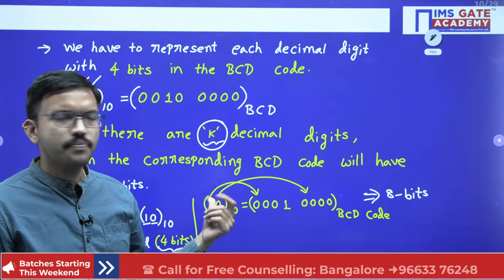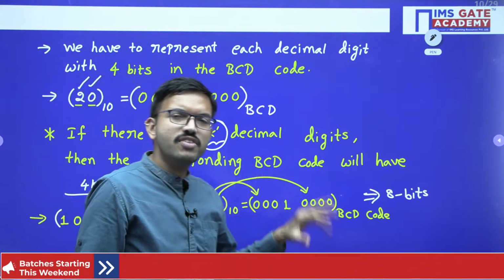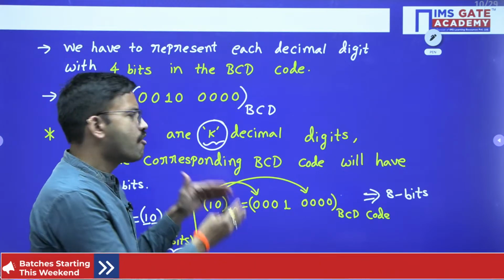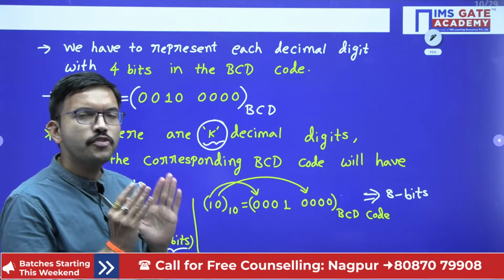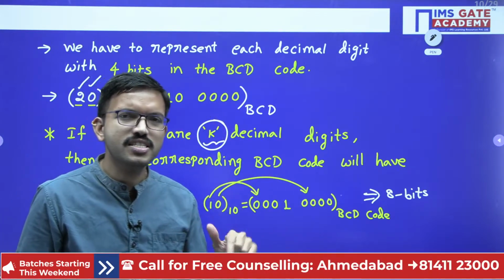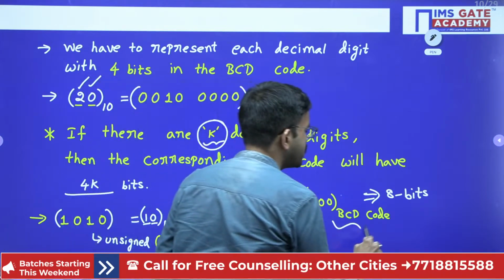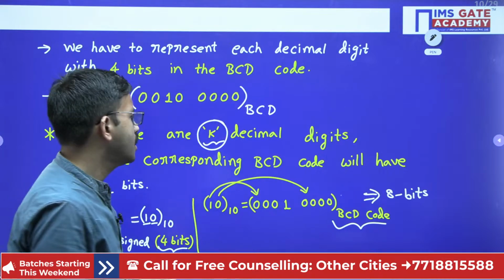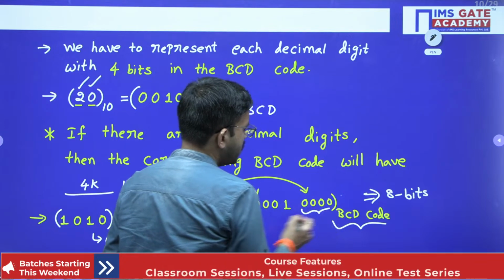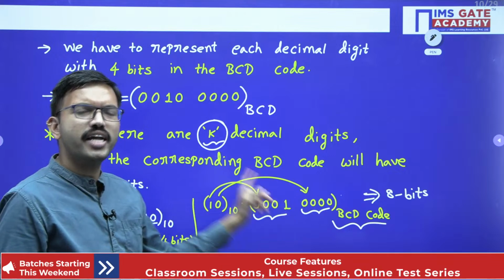Whatever the final value you are going to get, if that frequency is more, that means after performing any kind of operation, if you want to display that result in the decimal form, that time we will use BCD code, because with the help of BCD code, just by looking at 4 bits, directly you can write the corresponding decimal number.